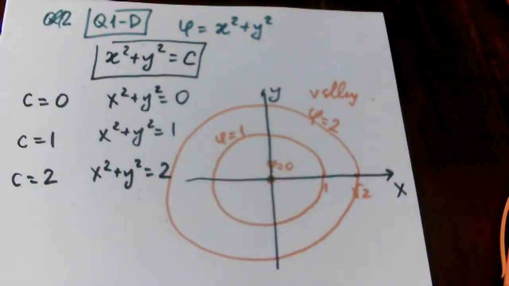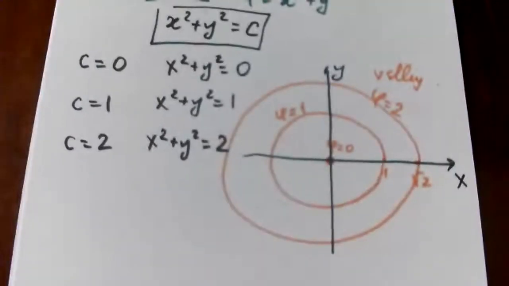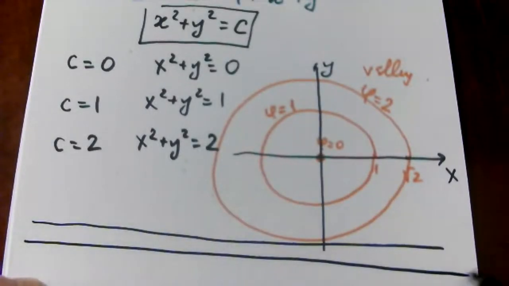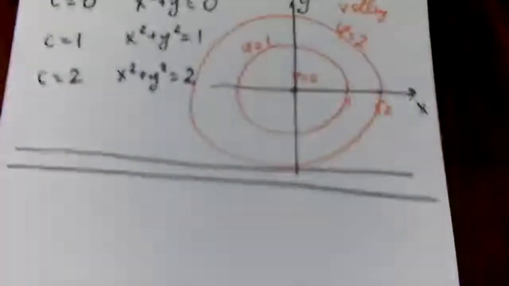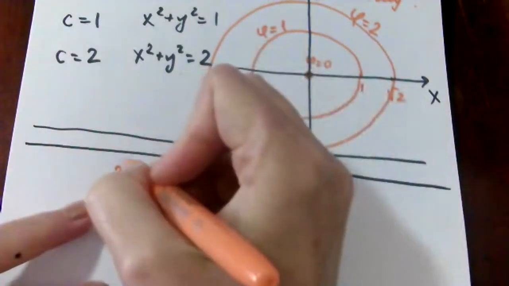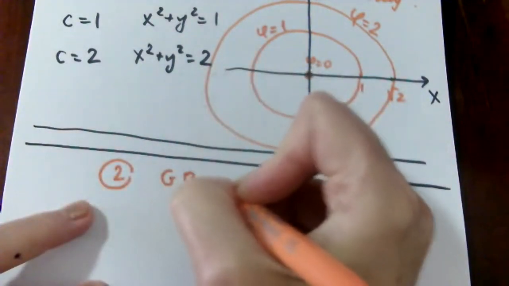Okay, so now you have a pretty clear idea of how to plot these level curves. Nothing fancy, as you can see. Crater works too. Yeah, thank you. Okay, so now it's time to switch to the next concept, which is the gradient vector.